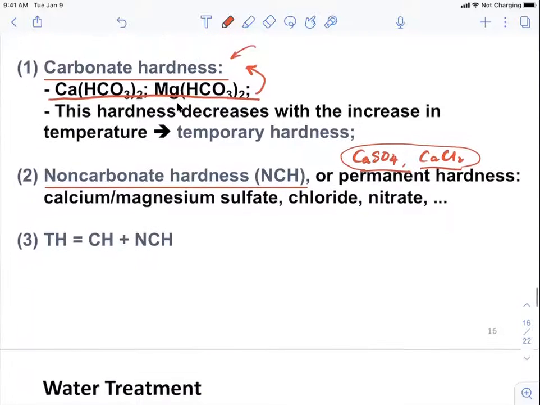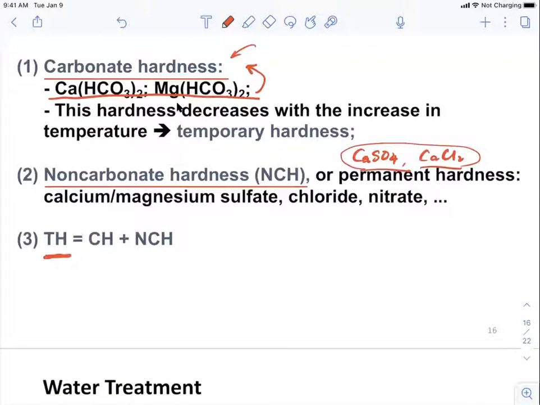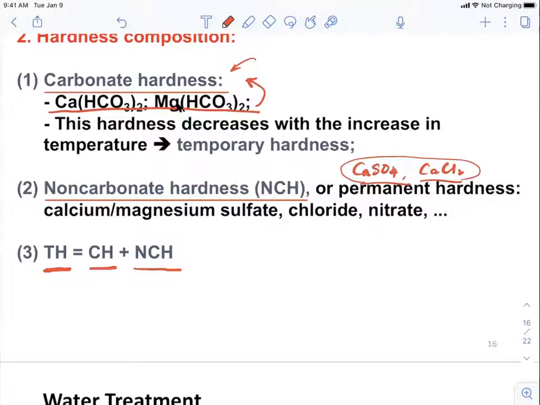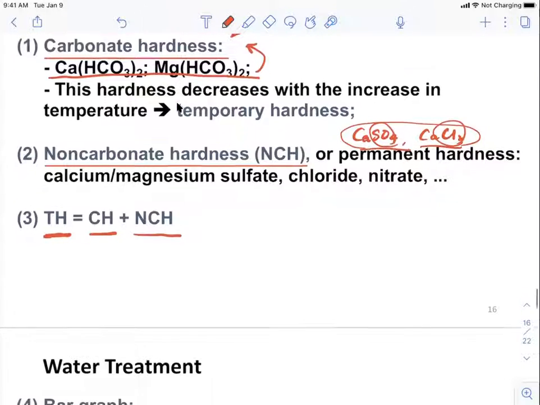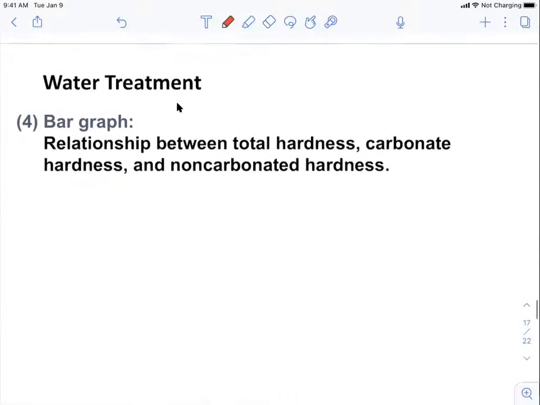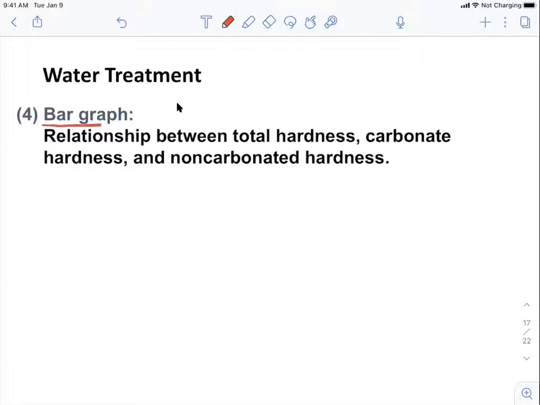So now you can see that the total hardness can be further divided into the carbonate hardness and non-carbonate hardness. Okay, so carbonate hardness is just species that are bonded with the bicarbonate ions, and the non-carbonate hardness are the species that are bonded with the sulfate or chloride ions. Okay, so finally is the definition of the bar graph. The bar graph basically shows the cations and the anions in different bars, to show the relationship between the carbonate hardness and the non-carbonate hardness.